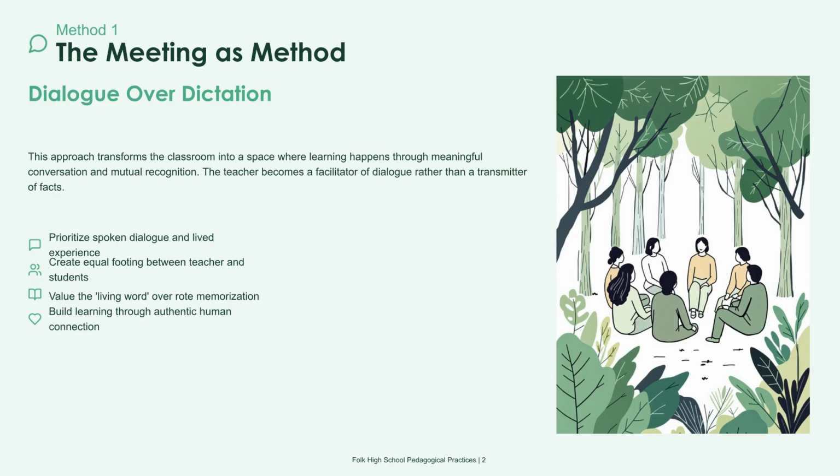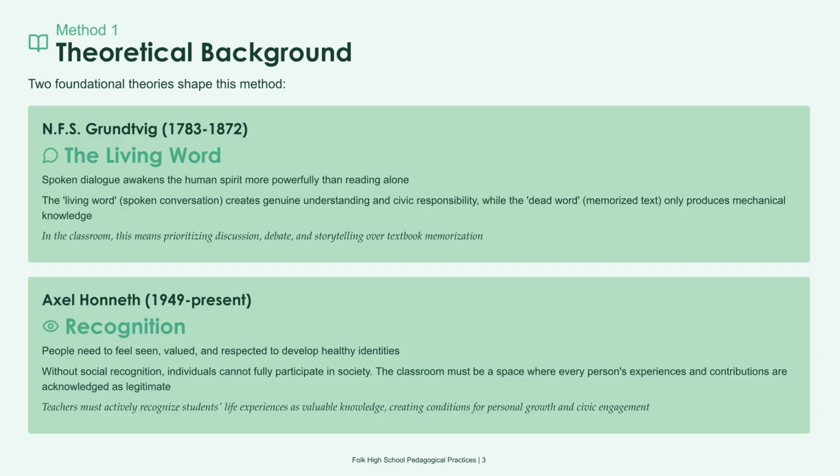Method 1 is the meeting as method, prioritizing dialogue over dictation. We transform the classroom into a space for conversation and mutual recognition, acting as facilitators rather than transmitters of facts. This method is shaped by NFS Grundtvig's living word, which emphasizes that spoken dialogue is more powerful than reading. It's also based on Axel Honneth's recognition theory, where feeling seen and valued is essential for healthy identity and participation.